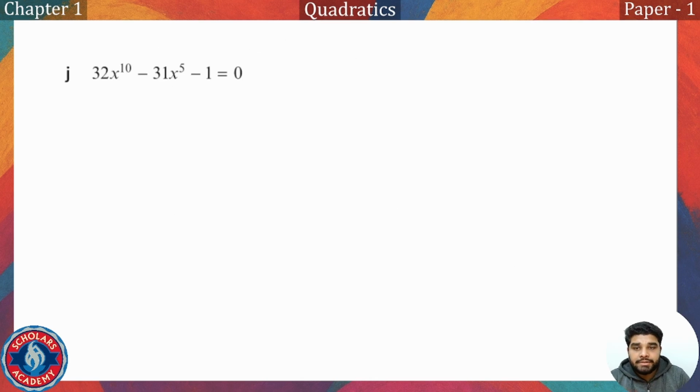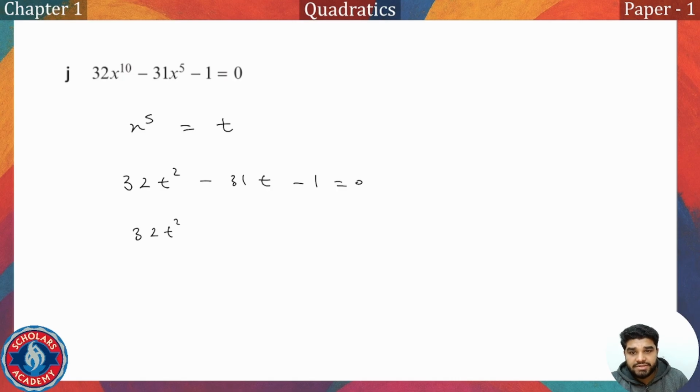Part number J. So from here we can take x raised to power 5 as t. So substituting it, we get 32t raised to power 2 minus 31t minus 1 is equal to 0. So product over here is negative 32. So 32t square minus 32t plus t minus 1 is equal to 0.